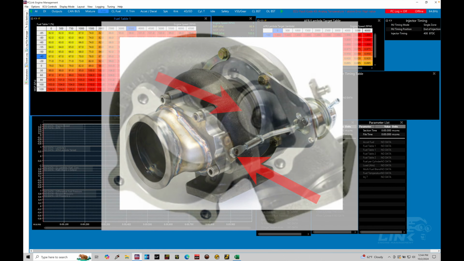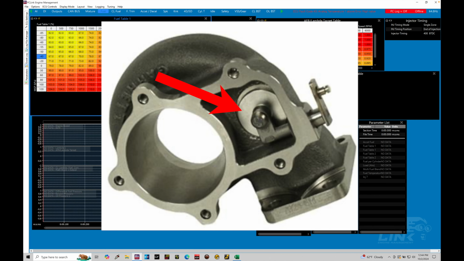So the flapper valve and the internal wastegate, something that we typically can't see, the downpipe is going to be covering it. But what's going to happen is we are going to open that flapper valve, which will bypass some of the exhaust flow and exhaust pressure, bypassing it from the turbine wheel and letting it go right through the downpipe and the exhaust.